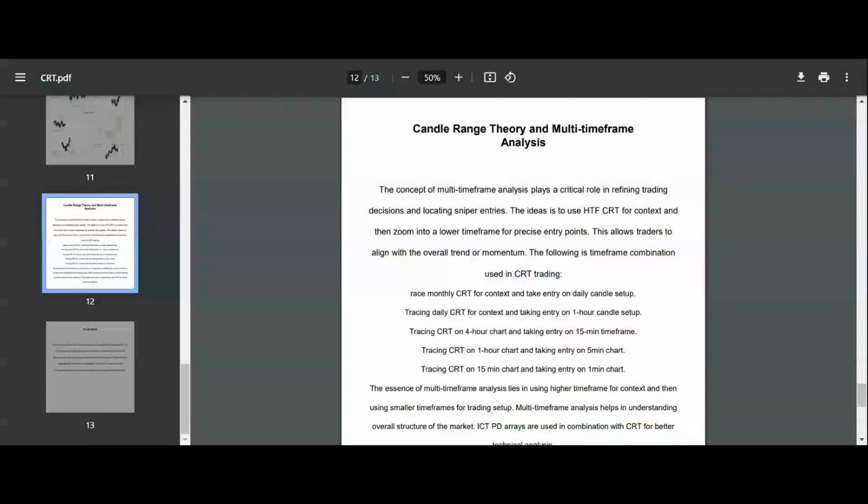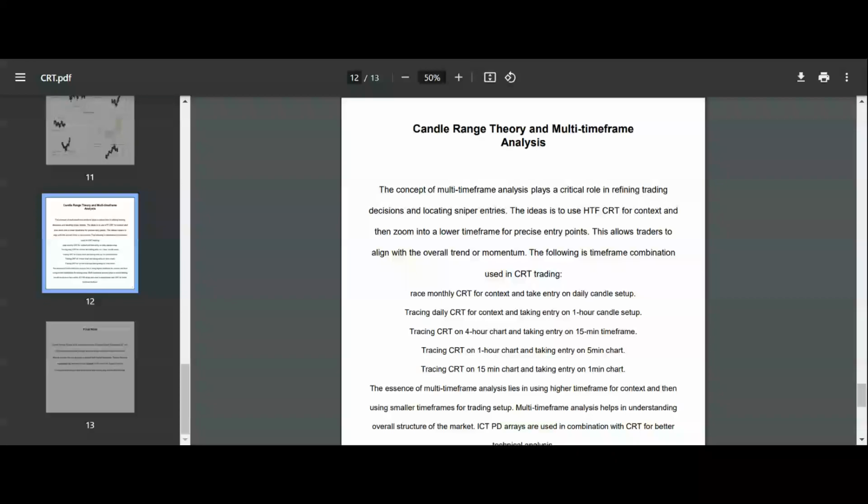Using a monthly CRT level as your higher time frame, you want to look at the daily candle for your setups. You want to focus on the daily candle. Looking at a 1 hour, if a daily CRT, you want to look at your 1 hour as your lower time frame. Looking at 4 hours as your higher time frame CRT, you want to look at 15 minutes as your lower time frame. Looking at the 1 hour time frame, you want to look at 5 minutes. Looking at the 15 minutes, you want to look at the 1 minute.